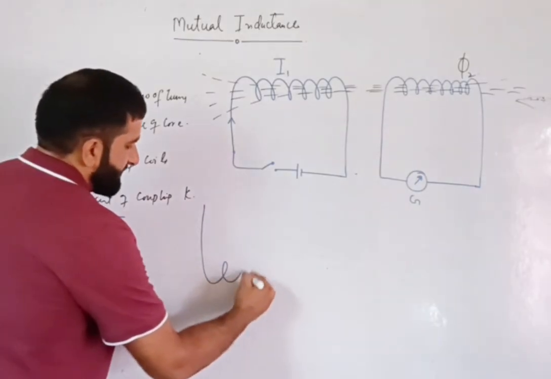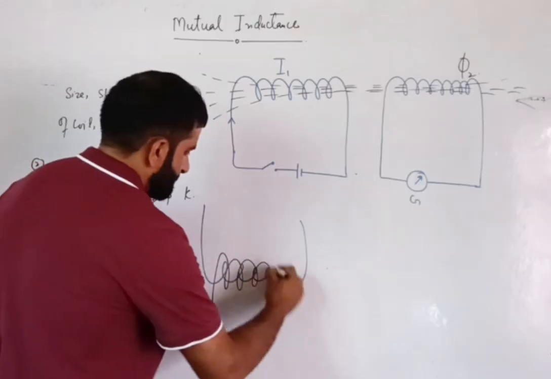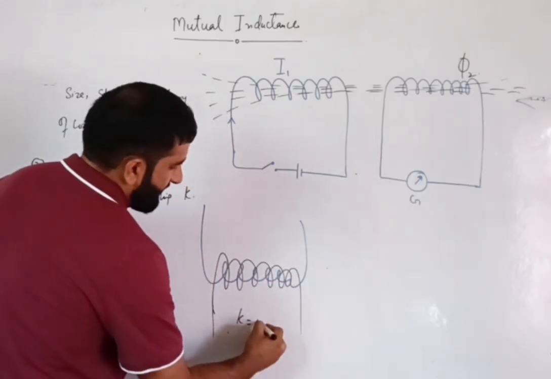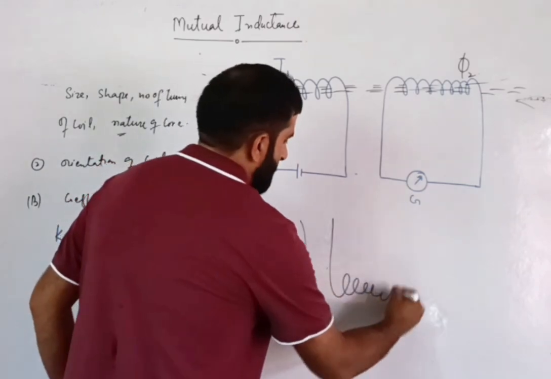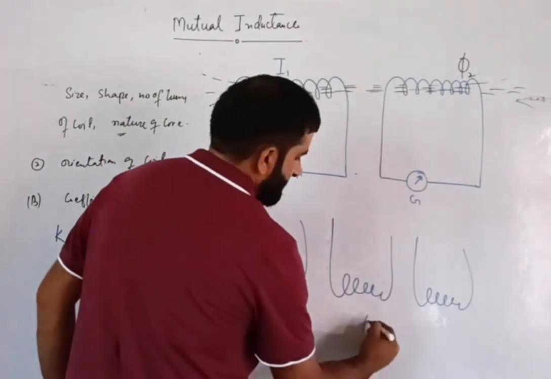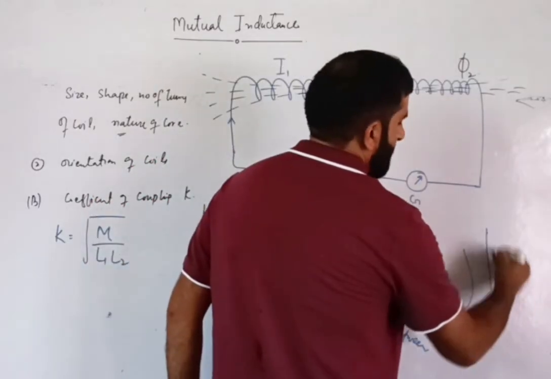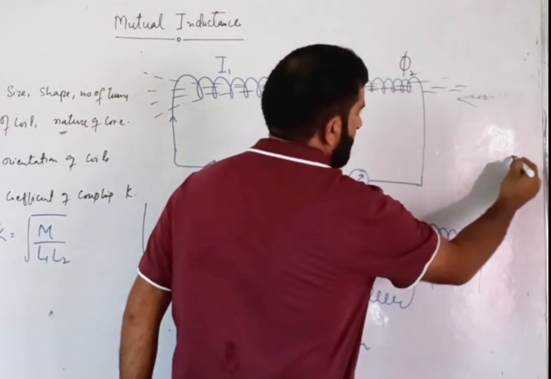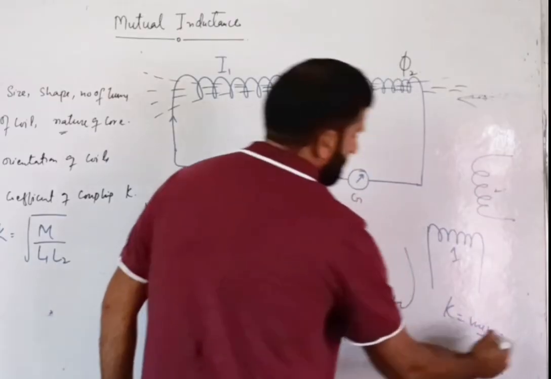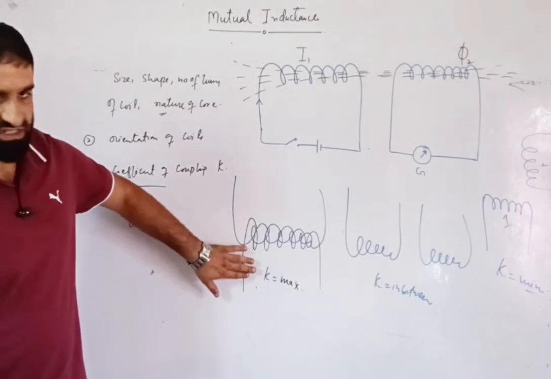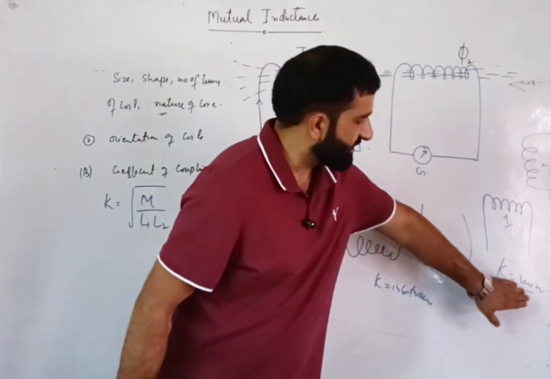If the coils are wound in this direction, like this, the coefficient of coupling K here is maximum. If the coils are held in this direction, K is in between. And if the coils are held in this direction, this is coil number 1, this is coil number 2, K is minimum. So here the coefficient of coupling is maximum, in this case it is in between, and here the coefficient of coupling is minimum.